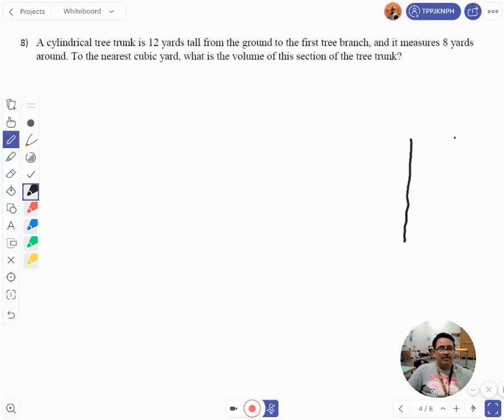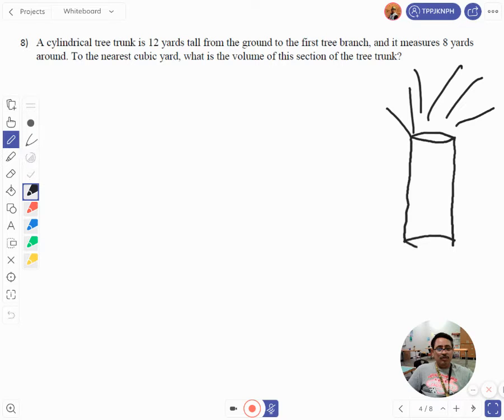Okay, so there is a tree. There is a tree trunk. Then here the branches are there. I'm not a good artist, so let's take only this part. This is the cylindrical trunk. Now it says that it is 12 yards tall. Therefore, the height of this one is 12 yards, to the first branch.